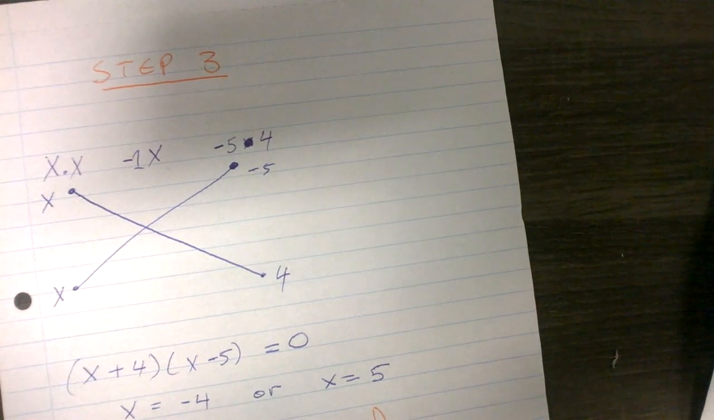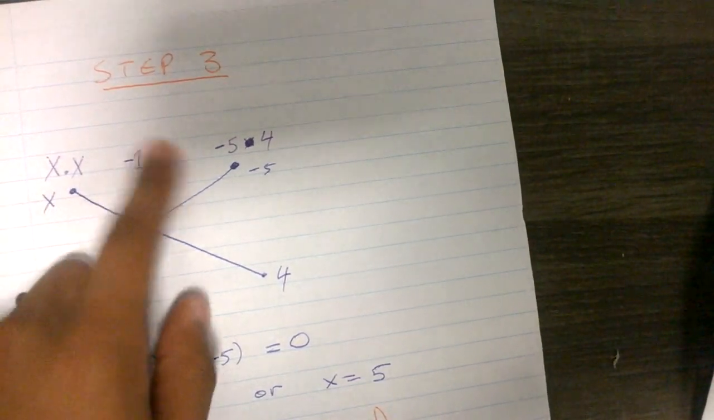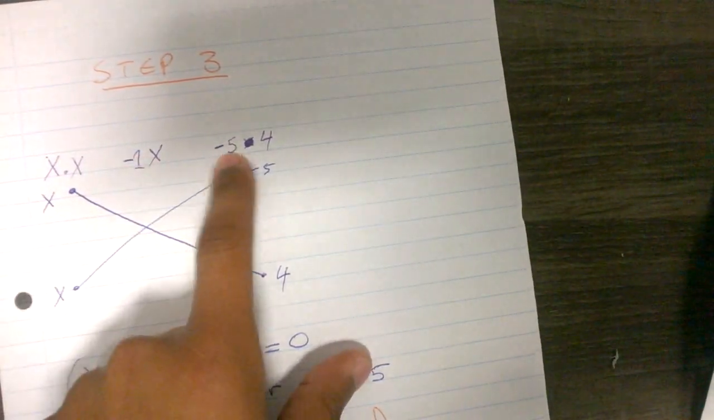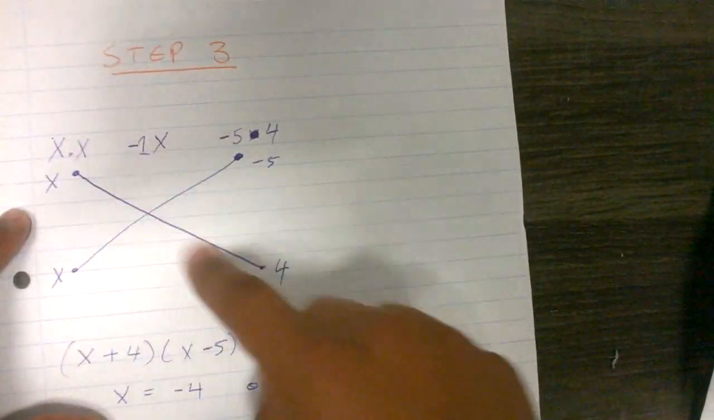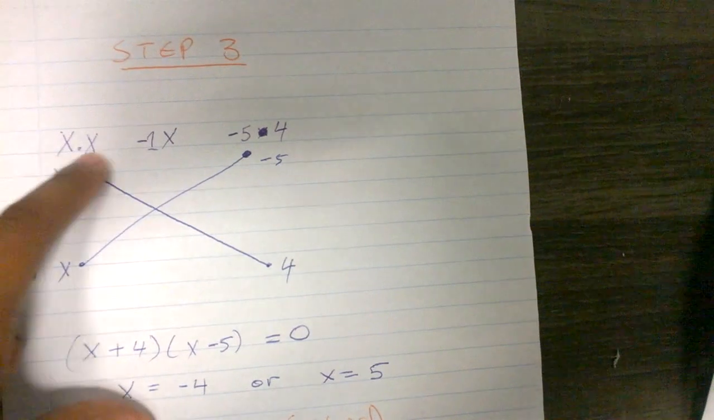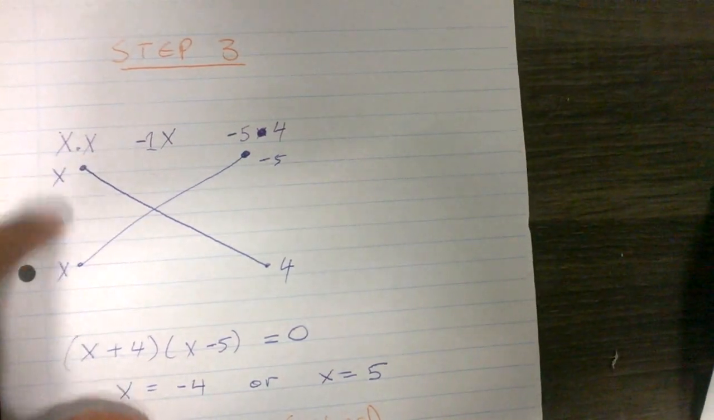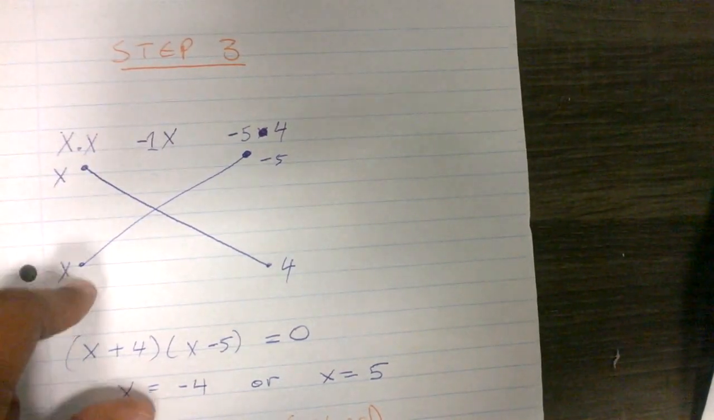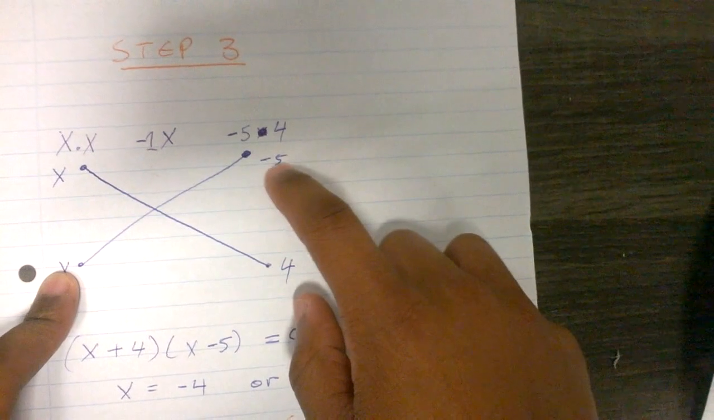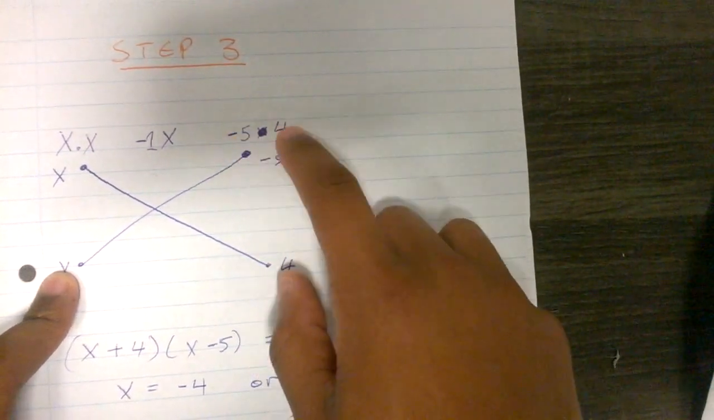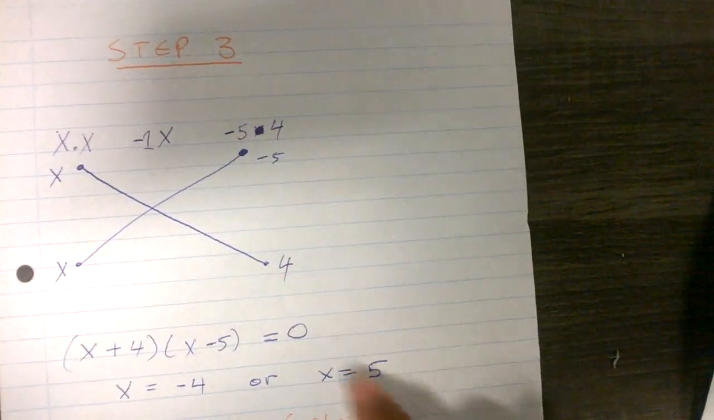So now, after that, you've got x times x, the middle thing, negative 5, 4. You're going to draw two lines. Just draw two lines. And then this x times x, write one x on top, one x at the bottom of this line. And then there's negative 5 times 4. Write one negative 5 on top, and then take one of these 4s at the bottom.